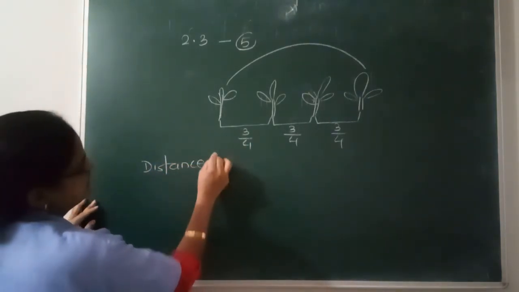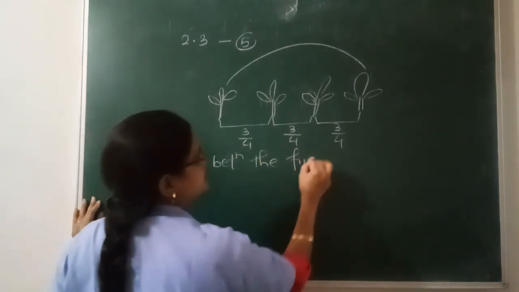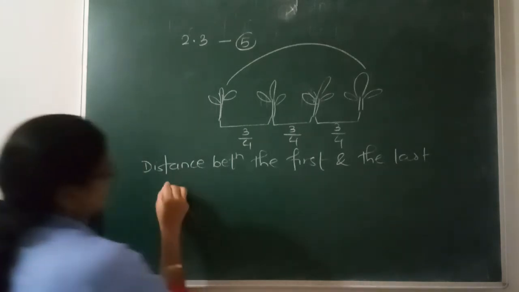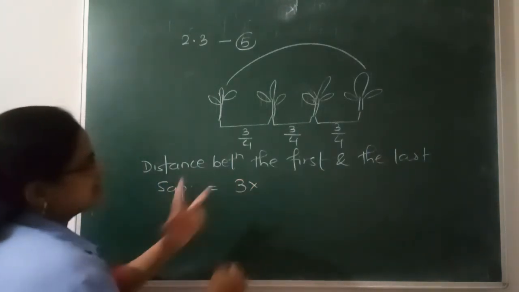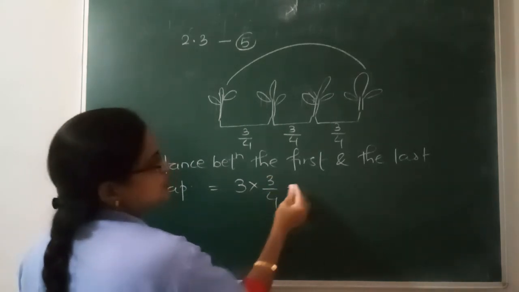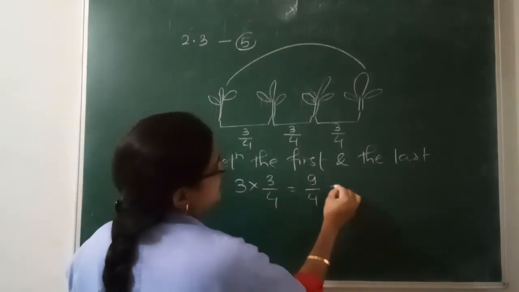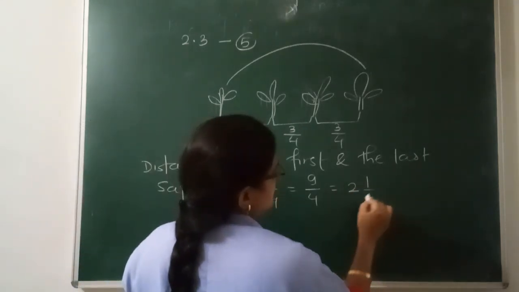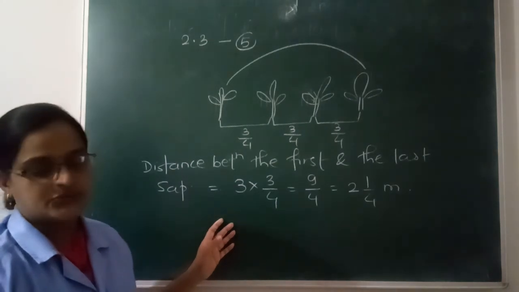Distance between the first and the last sapling is equal to 3 times, see, 1, 2, 3. 3 times 3 upon 4. So by the way we do the product, it will be 9 upon 4. And 9 upon 4 is nothing but 2 integer 1 upon 4 meters. Is that clear, dears? Okay, thank you.